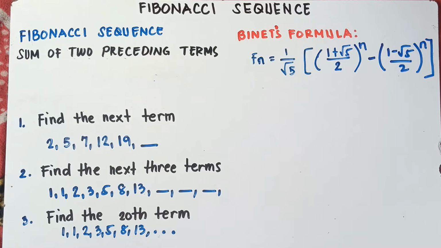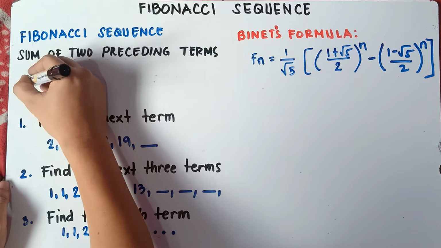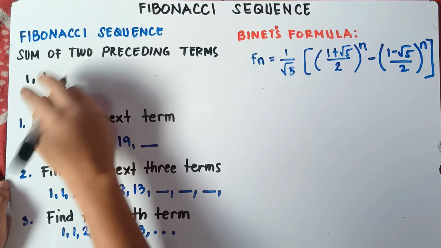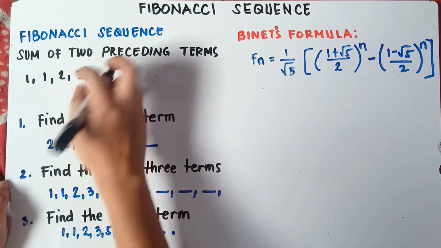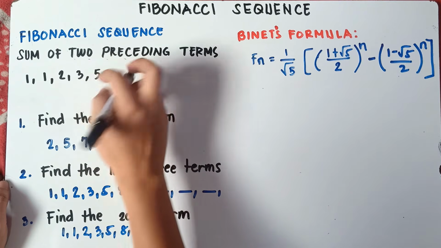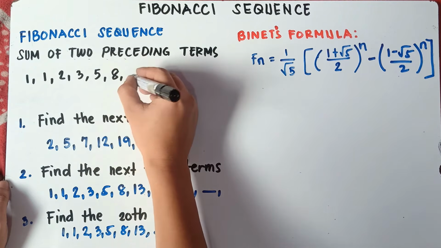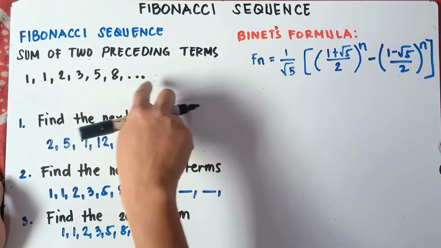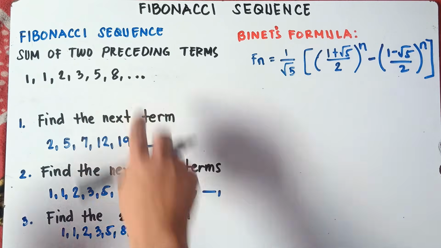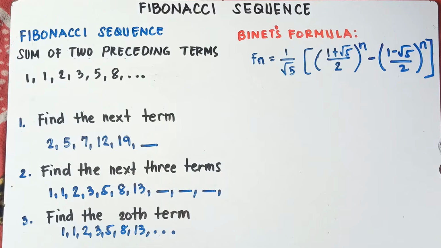By the way, the Fibonacci sequence is actually the sum of the two preceding terms. The general pattern of the Fibonacci sequence will start at 0. Some of the examples start at 0, but we will just start at 1 because 0 plus 1 is still 1. So the first term is 1 and then 1. So 1 plus 1 is 2, 1 plus 2 is 3, 2 plus 3 is 5, 3 plus 5 is 8, and so on. To get the next term, you simply add 5 and 8. 5 plus 8, that would be the next term. That is 13.